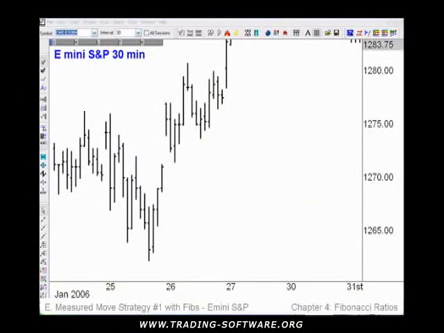Let's look at the E-mini S&P chart. This is a 30-minute chart, and we're going to do strategy number 1 using Fibonacci ratios. Let's first identify the first measured move. And this is a very good setup because it meets the first 3 rules of strategy number 1. Let's do the Fibonacci calculations.